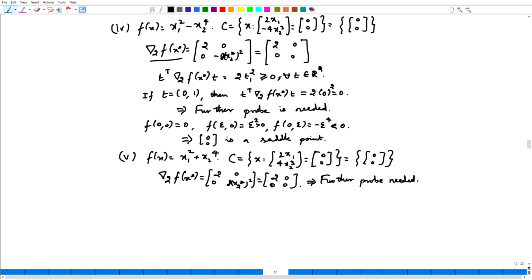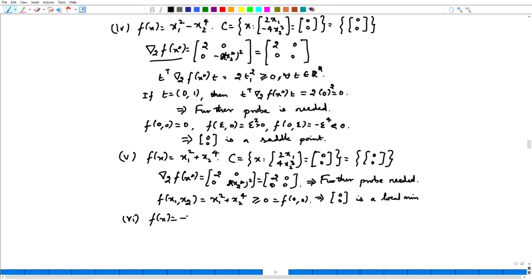And yeah, f(x1, x2), that is x1 squared plus x2 to the power 4, is always greater than or equal to 0, which is f(0, 0), right. So, of course, (0, 0) is not just the local min, even the global min, right. So, you can see that (0, 0) is a local min.